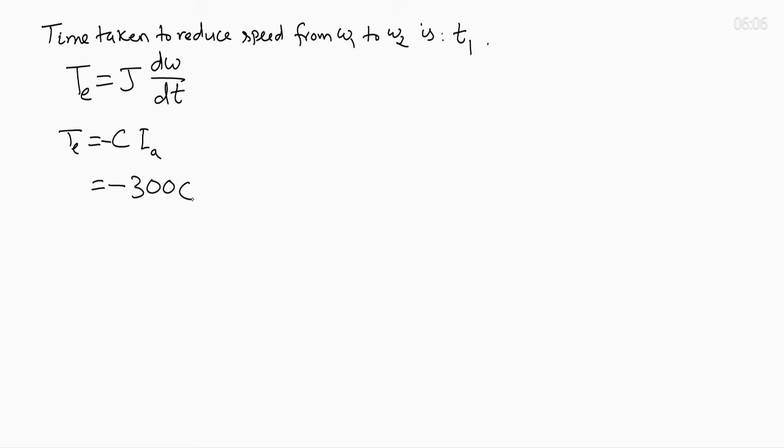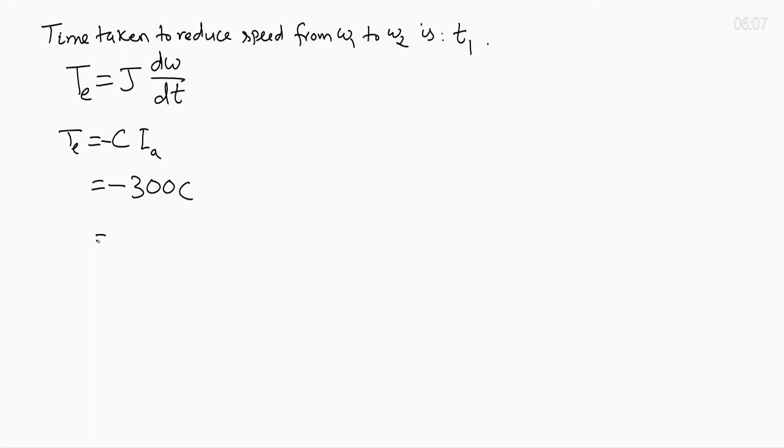Note that during this speed reduction from omega 1 to omega 2, because it is rheostatic braking, there is no supply voltage. So current is circulated by the back EMF, and the current is in the opposite direction to the motoring current. So current is minus 300 ampere, you can say minus of IA, and the proportionality constant is C. So torque is minus 300 C.